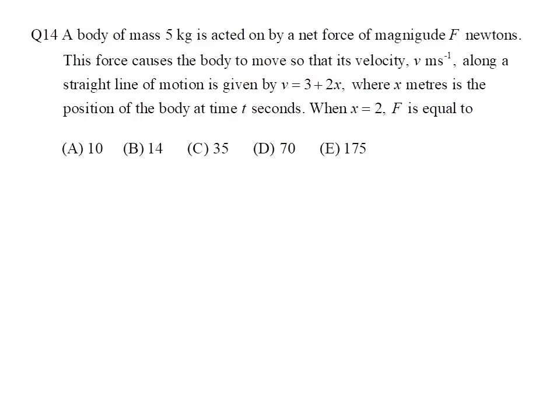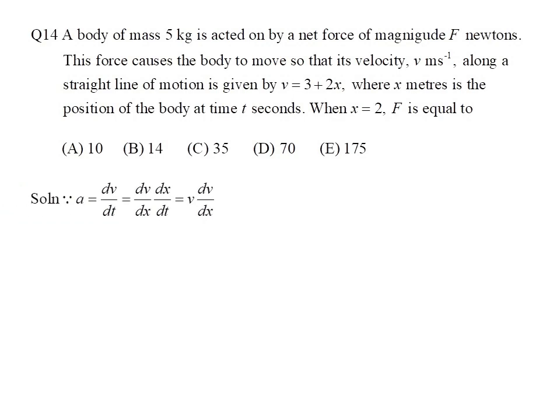Question 14 says that a body of mass 5 kilograms is acted on by a net force of magnitude F newtons. This force causes the body to move so that its velocity v meters per second along a straight line of motion is given by v equals 3 plus 2x, where x meters is the position of the body at time t seconds. The question here is to find the net force F when x equals 2.